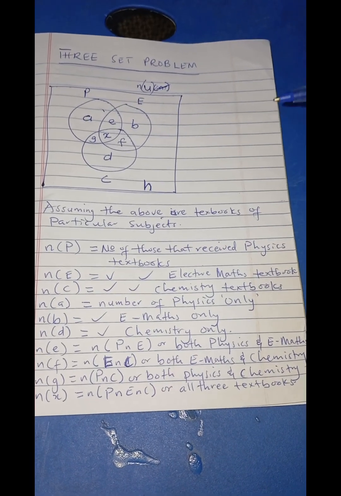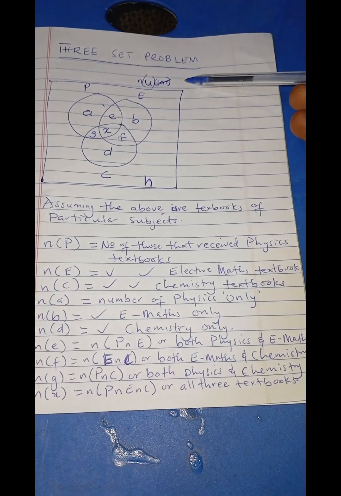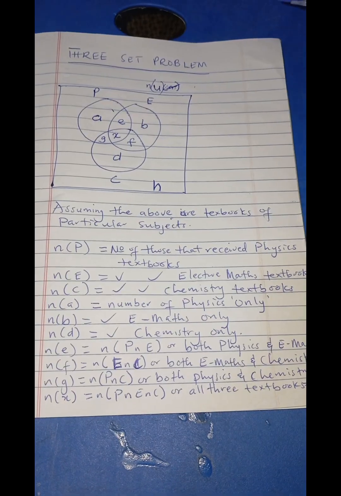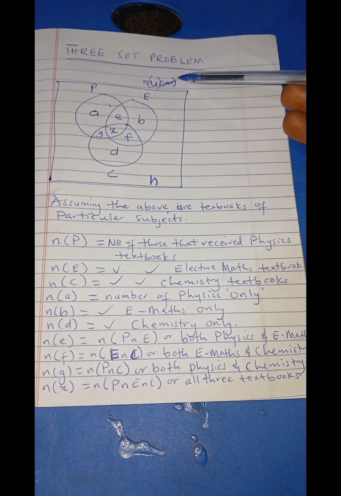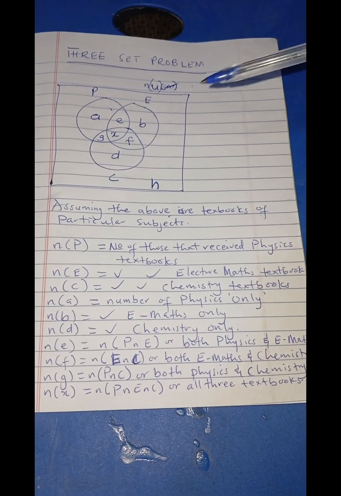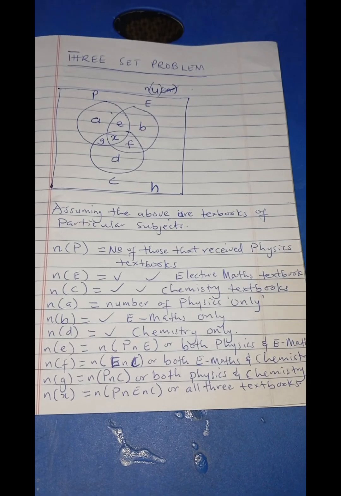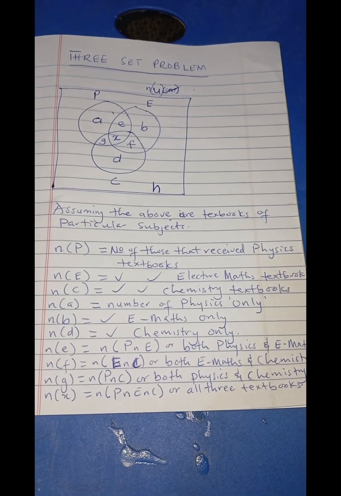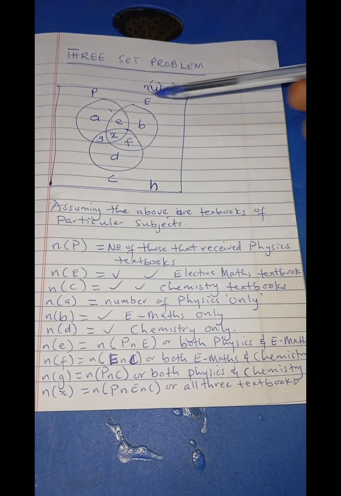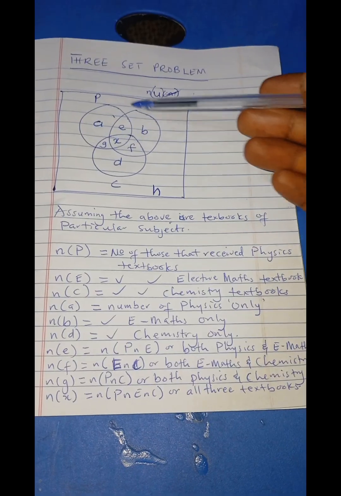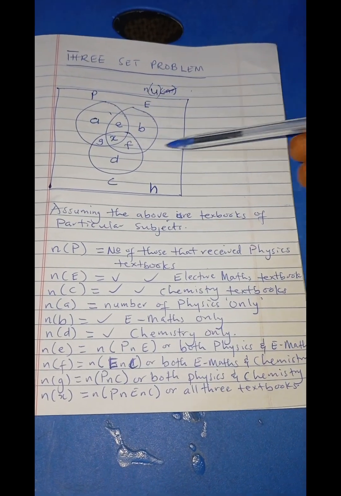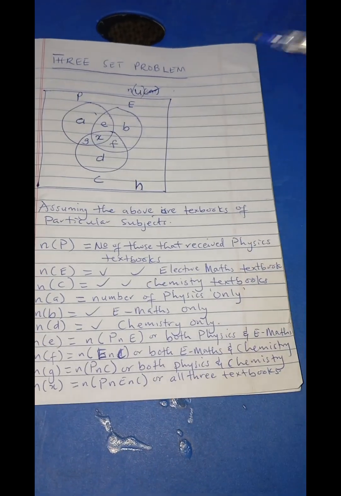If they are sharing to 100 students, that will be our universal set. If they are sharing to 200 students, that will be the universal set. So how many students receive physics? How many students receive the elective math textbook? How many students receive the chemistry textbook? So these are the sets. This is a set for physics textbooks, elective math, and then chemistry.